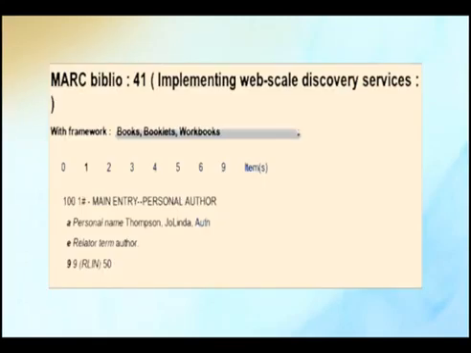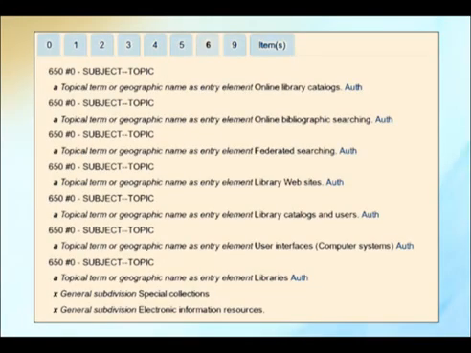So you just see on the screen, this is a particular bibliographic record, and this is the 1XX field for the record, 100 is the main entity personal author, and this is the 6XX entries, that is under 650, different kinds of subject descriptions are given. The first one given is online library catalog.